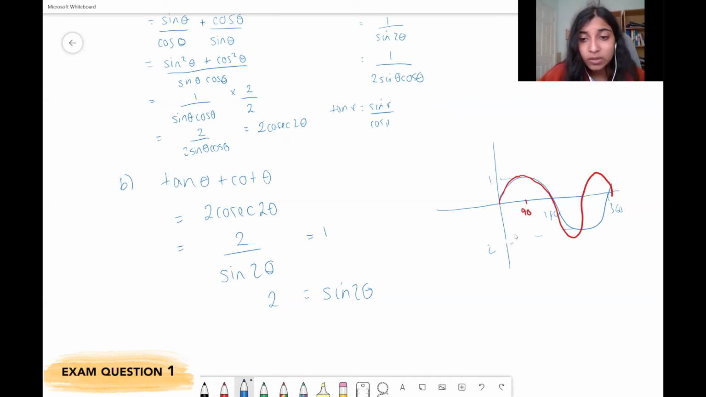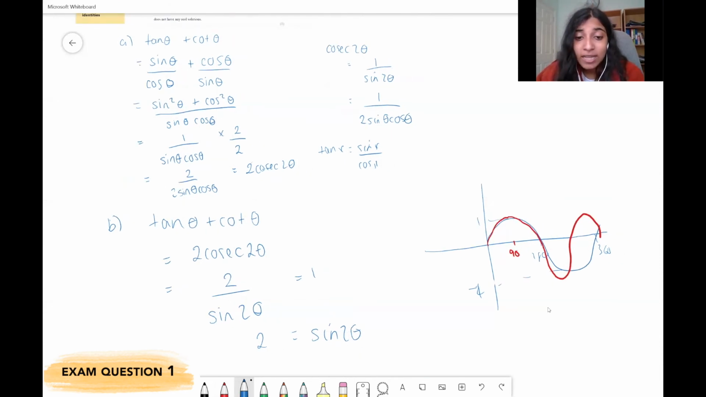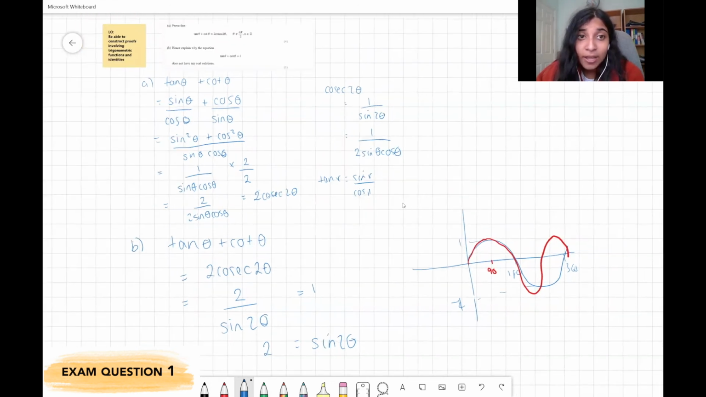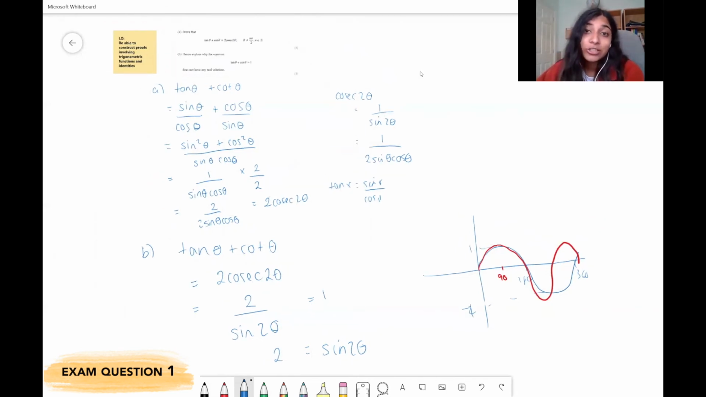So this should be -1. So yeah, the sine 2 theta graph is still between 1 and -1, like the sine theta graph, because you're not stretching it in the vertical direction in any way. So that means there's never going to be any values for when sine 2 theta would equal 2. So therefore that means that tan theta plus cot theta equals 1 will also have no real solutions. So yeah, that's the answer to this first question.